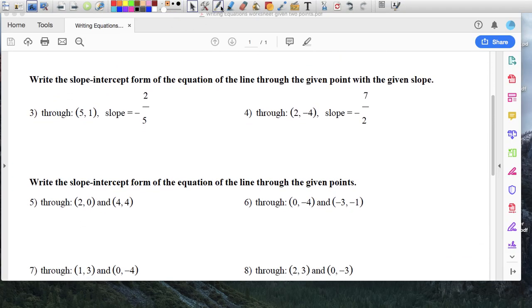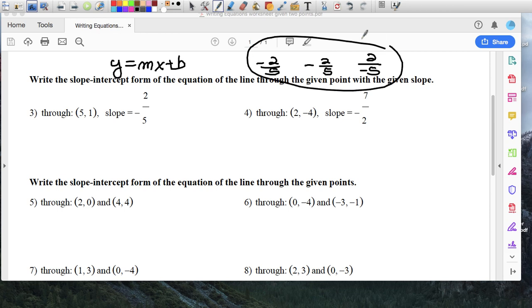Second one, this one, a little tricky. Right, slope, so again, y equals mx plus b. Notice that we do have the slope, and the slope is negative 2/5. Okay, it doesn't matter where you put the negative. With a 2, with a 5, if you want to write it like this, or like that, or like this, it doesn't matter.